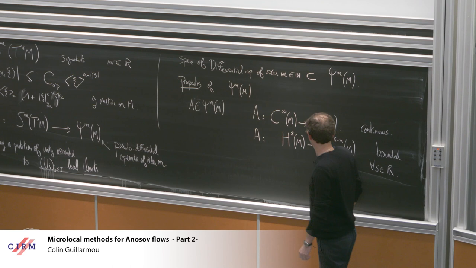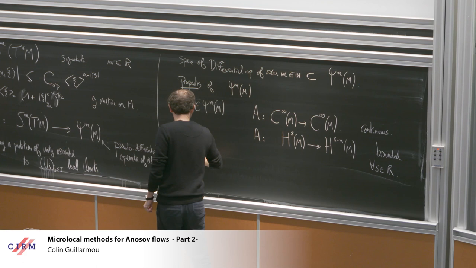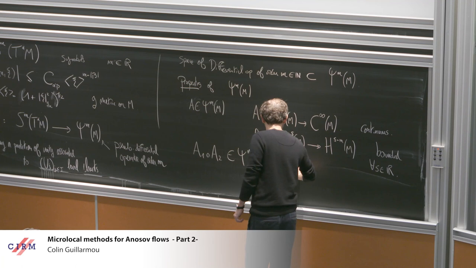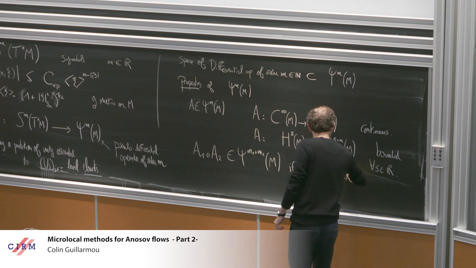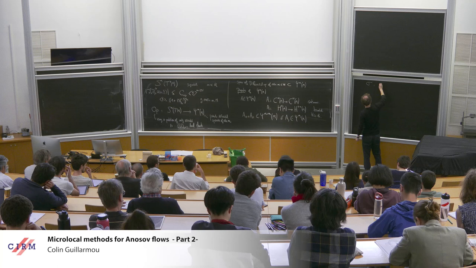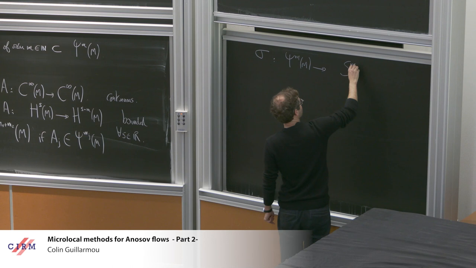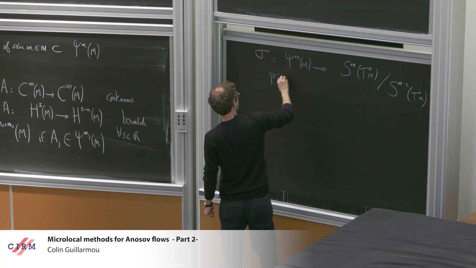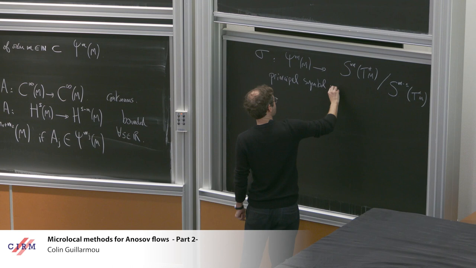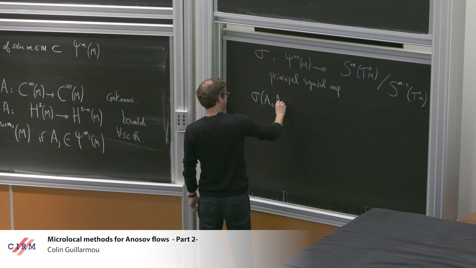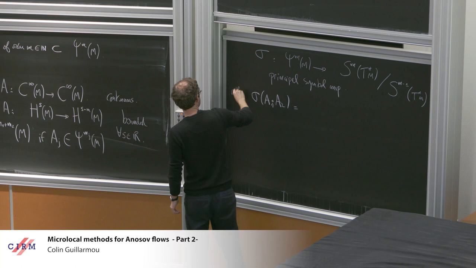Then there was, if you take A1 composed with A2, this belongs to Psi^(m1+m2), just like differential operators, if Aj belongs to Psi^(mj). And there was a principal symbol map going from Psi^m to S^m(T*M) modulo S^(m-1). So this is what we call the principal symbol. And this is a morphism of algebra. Somehow you get that the symbol of the composition is the product of the principal symbols.